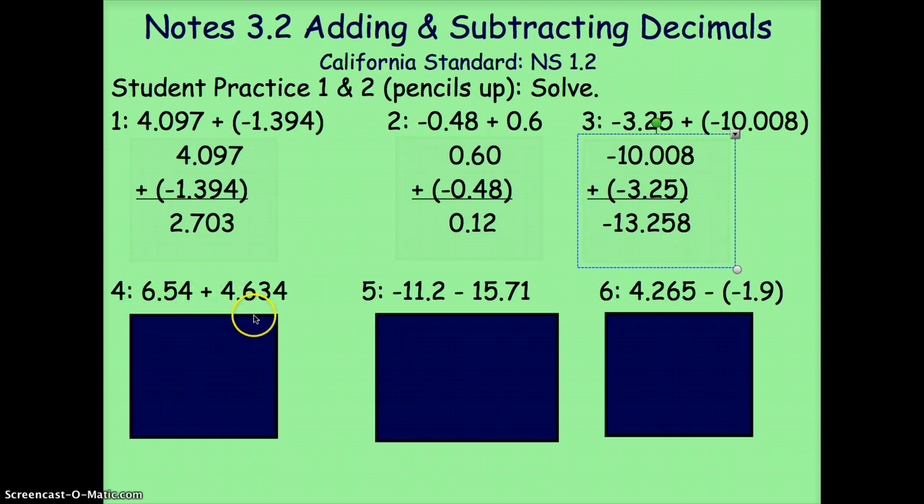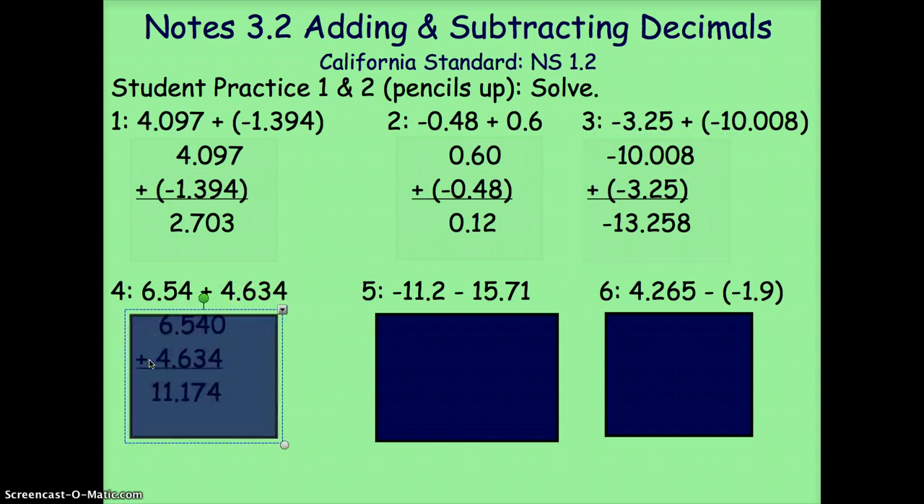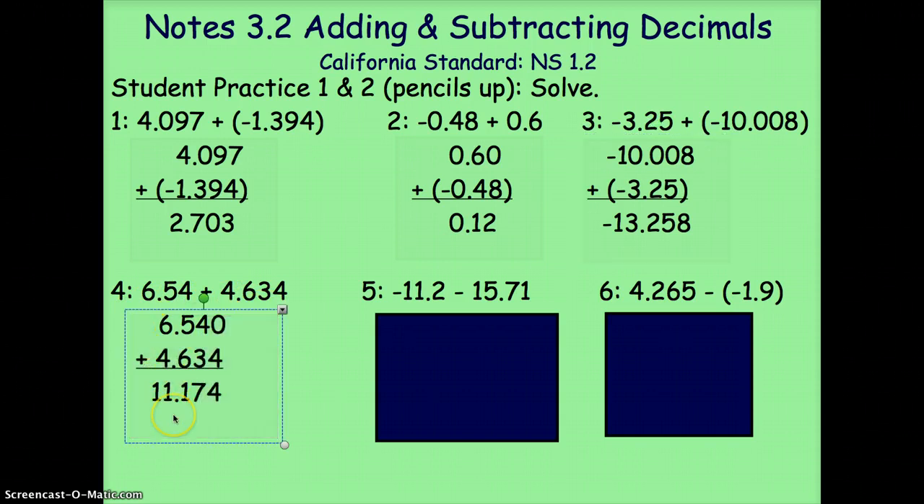Okay, number 4, we don't have any negatives in here, so we are simply adding. Add our 2 numbers together. Notice I added a 0 on the end to help even them out. 11 and 174 thousandths.